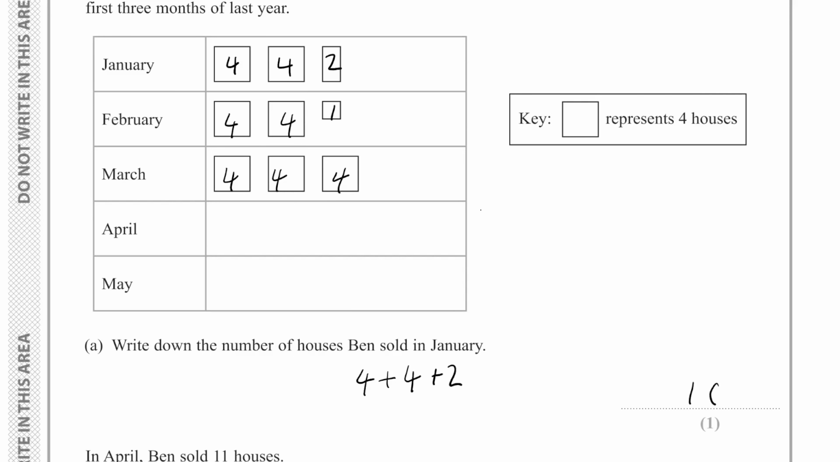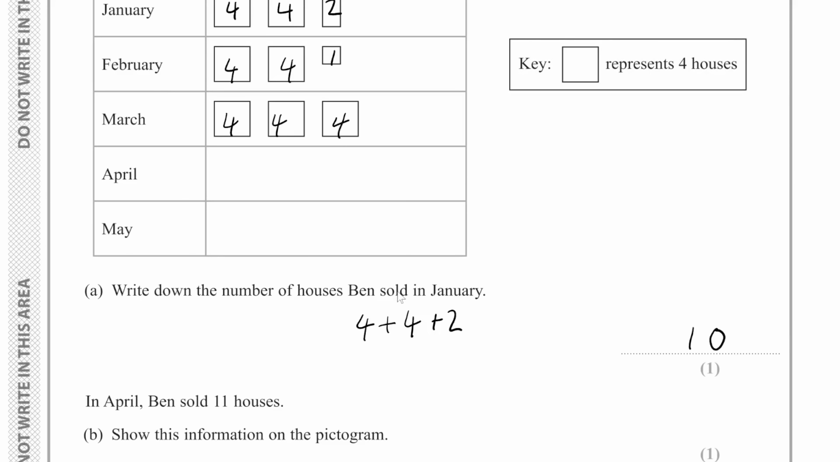That will be 10. In April, Ben sold 11 houses. Show this information on a pictogram. So 11 is 4 plus 4, which is 8, and then 3 more. So we need 2 whole squares, and then 3 more, so 3 quarters. So it's going to look something like this.